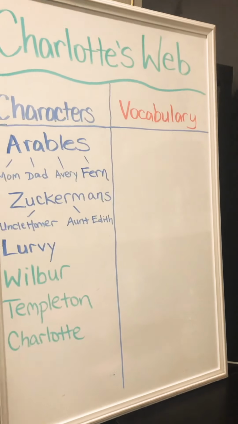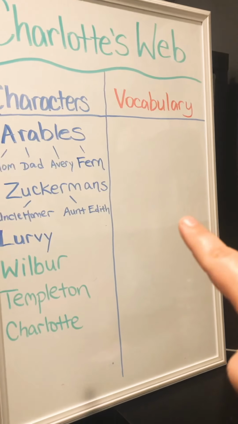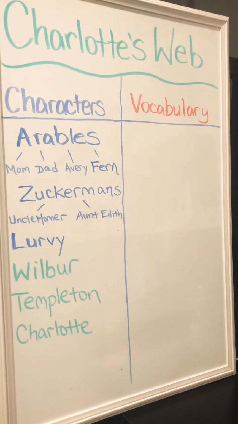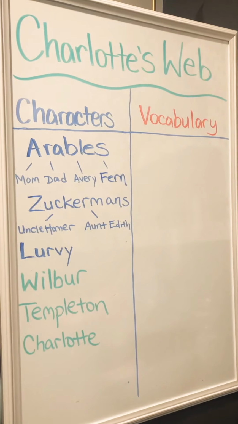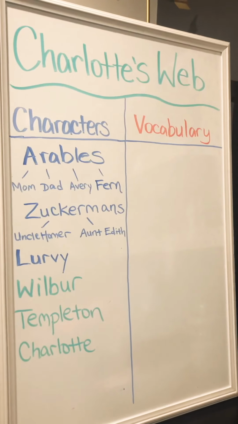Then on the other side of our poster, we have room for the vocabulary that we're going to read in chapters 7 and 8 today. So if we come across any new words, we'll write them up there and talk about what they mean.